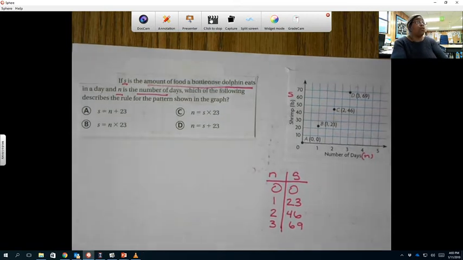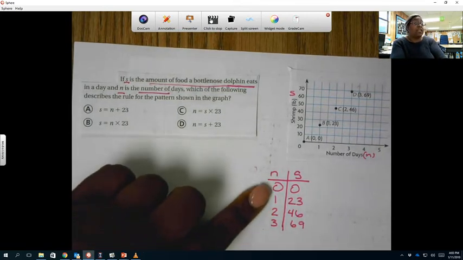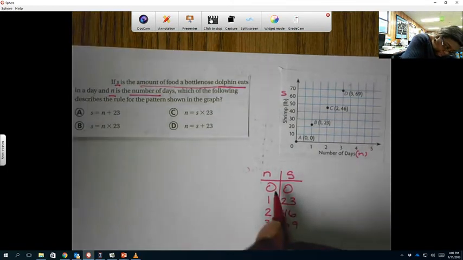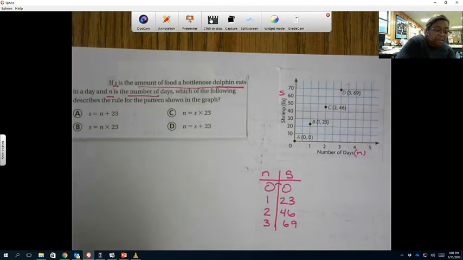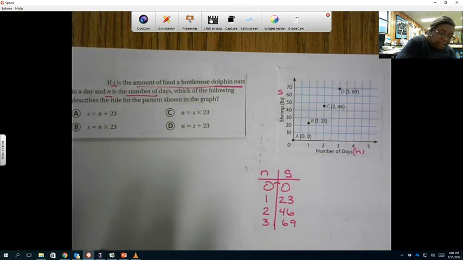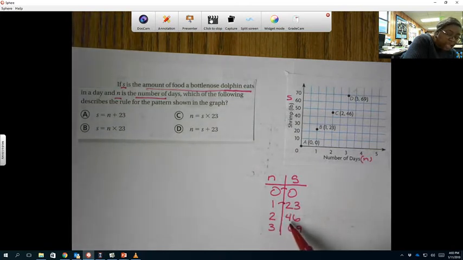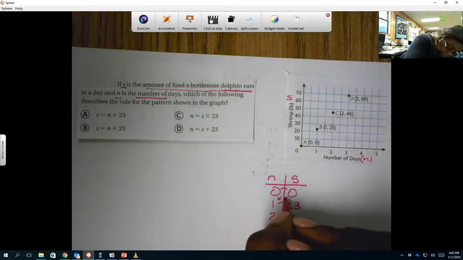Now, I'm going to look at the relationship between the number of days and the shrimp that they eat. And I noticed, can't really tell with this one because it could be I'm multiplying times 0 or adding 0. So I'll go to my next one. I could be adding 22, but if I check here and I add 22 to N, I don't get 46. So I think I'm multiplying by 23.